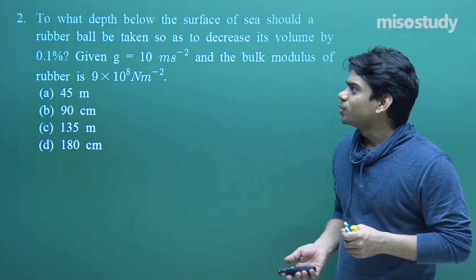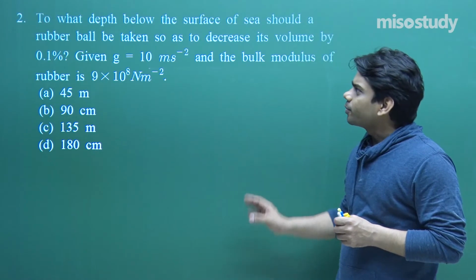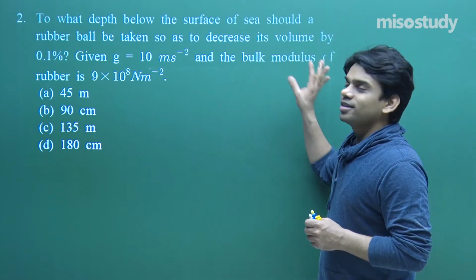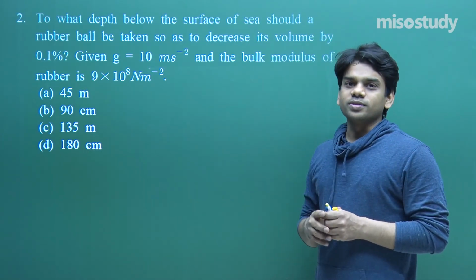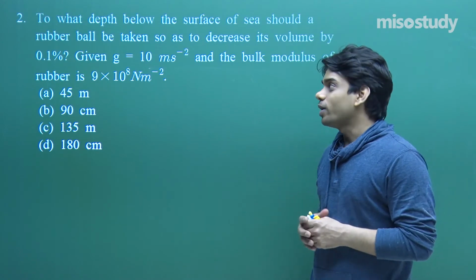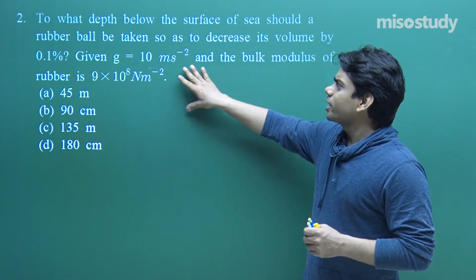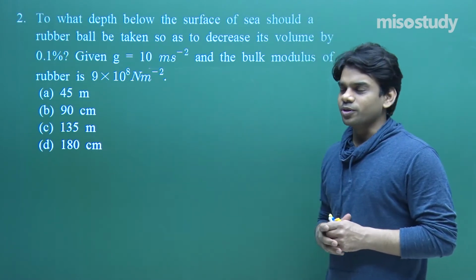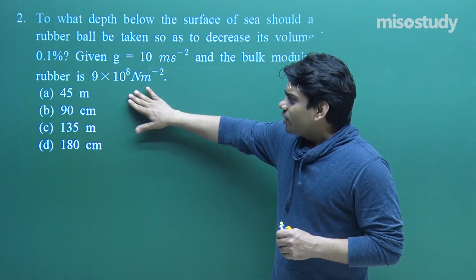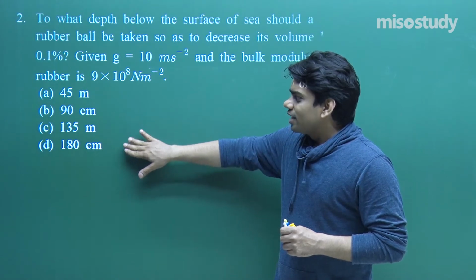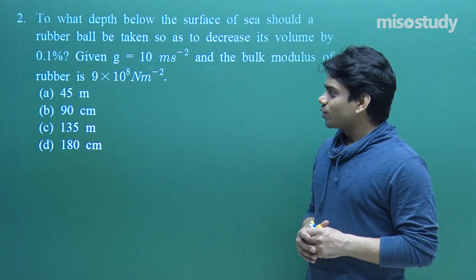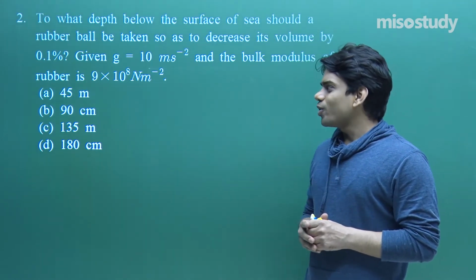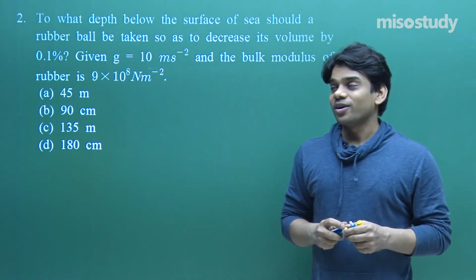Next thing, question number 2. To what depth below the surface of sea should a rubber ball be taken so as to decrease its volume by 0.1%? Given g equals 10 meter per square second and the bulk modulus of rubber is 9 into 10 power 8 Newton per square meter. A 45 meter, B 90 meters, C 135 meter and D 180 centimeter. Some answers are in meter, some in centimeter. Let's check which option is matching with our right result.